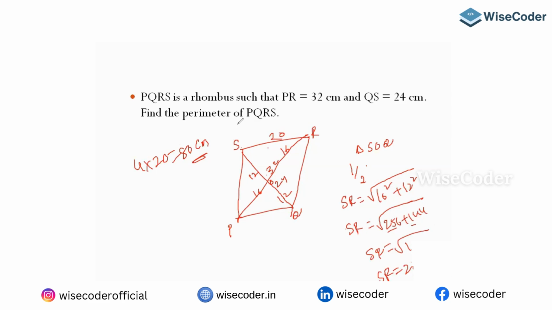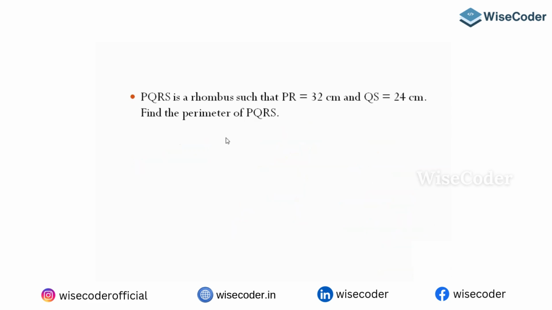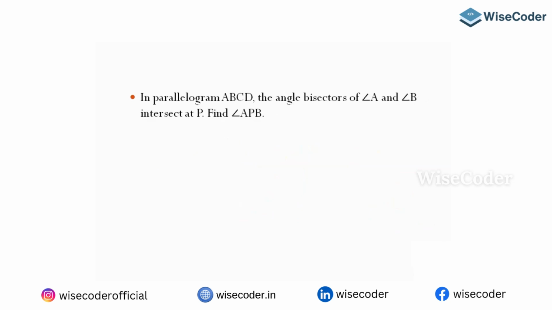So guys, this is how you need to solve your questions. Let's go to the next question. In a parallelogram ABCD, the angle bisectors of angle A and angle B intersect at P. Find angle PAB. Let's do this. Let me draw a parallelogram.